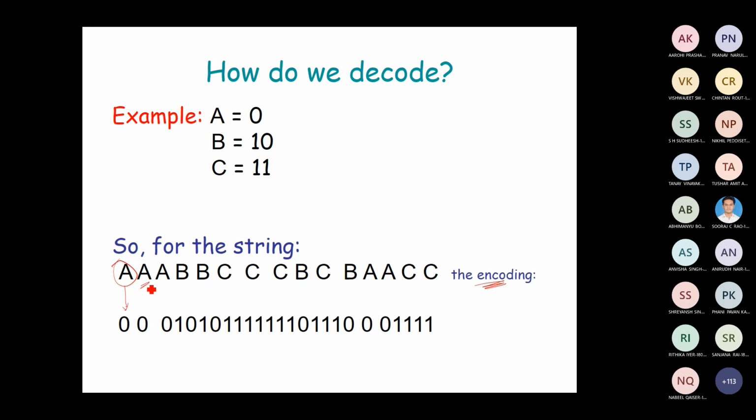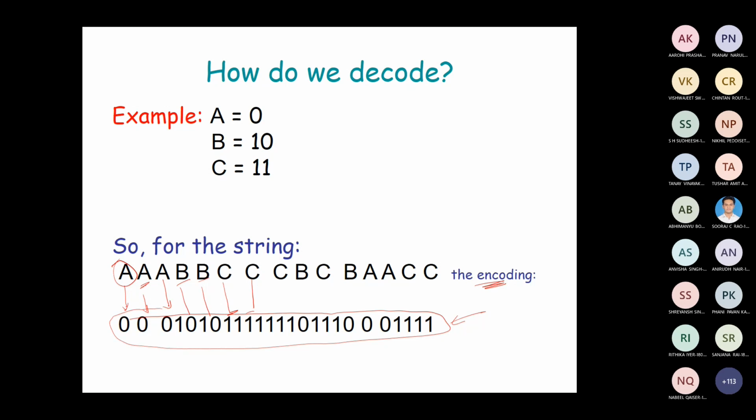The next symbol is A, and the code for this is 0. The next is A again, which is also 0. Then B is 1, 0. And this is for C, and C is 1, 1, and so on like that. So this is my information at the transmitting end. My information is encoded into this binary stream.